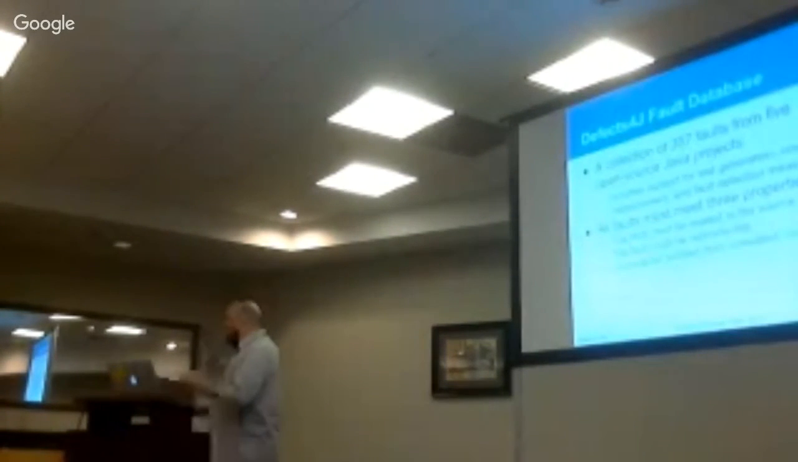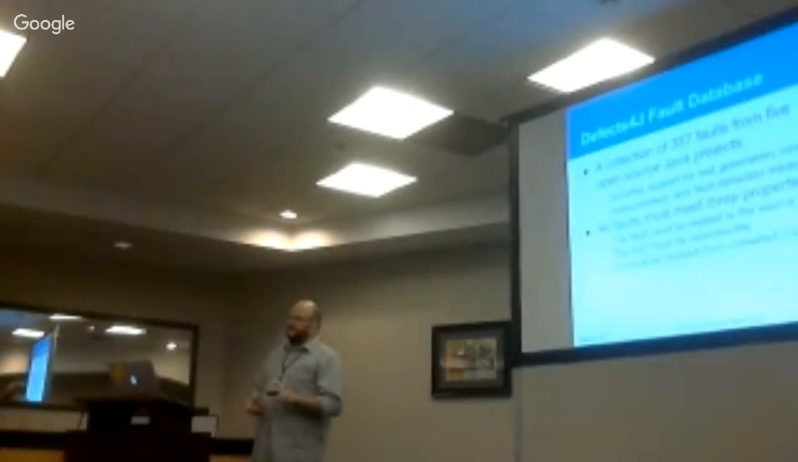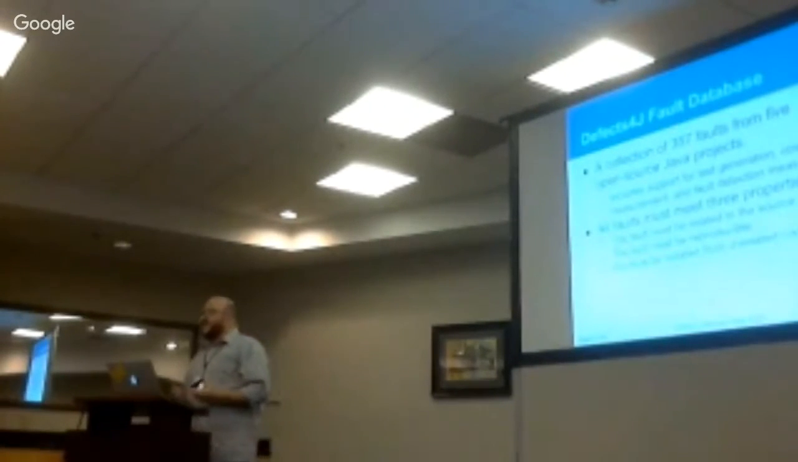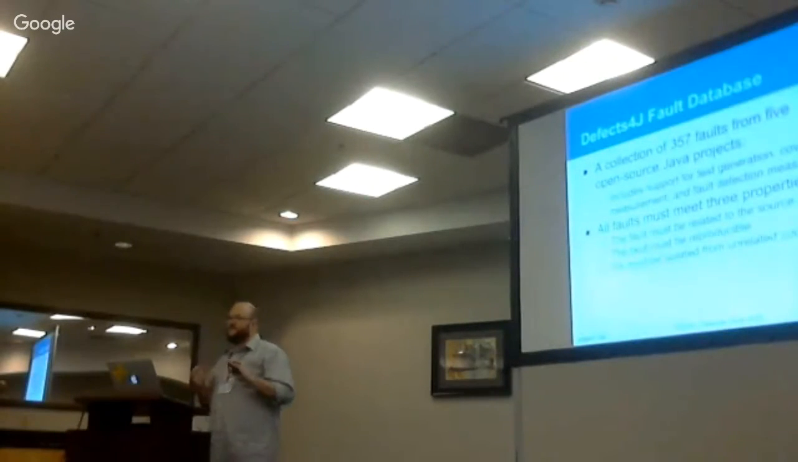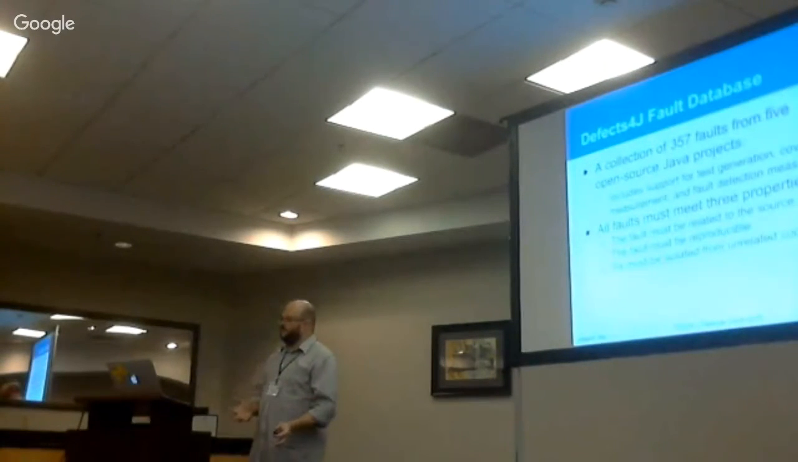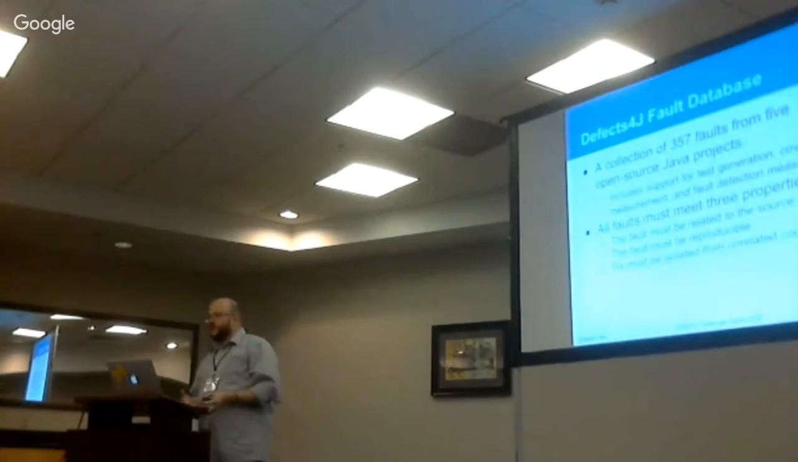So how can we get at those faults? This is where the key lies with what's called the Defects4J fault database. If you don't know about this, it is a fantastic resource. It is a collection, currently at 357 faults from 5 open source projects. And all faults in this database meet 3 particular properties.